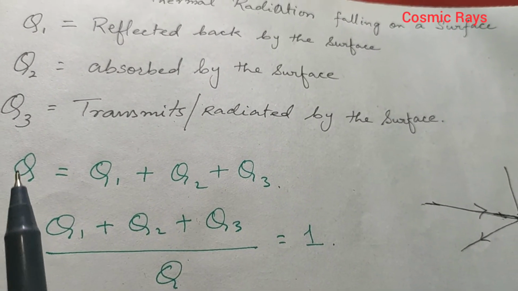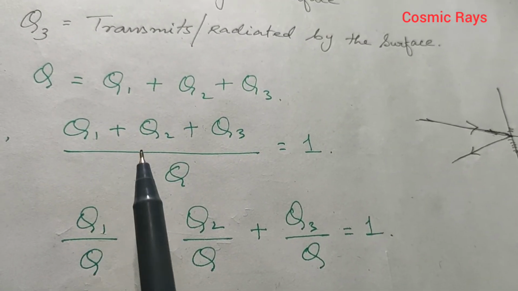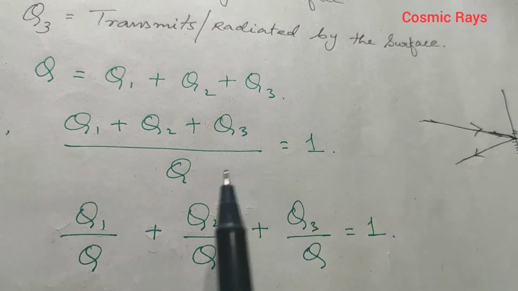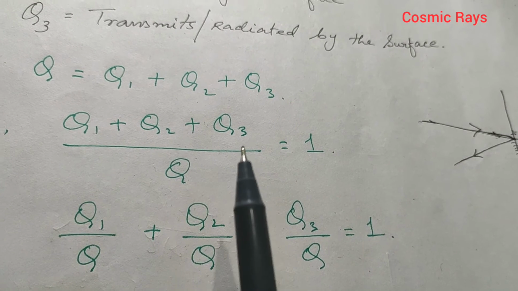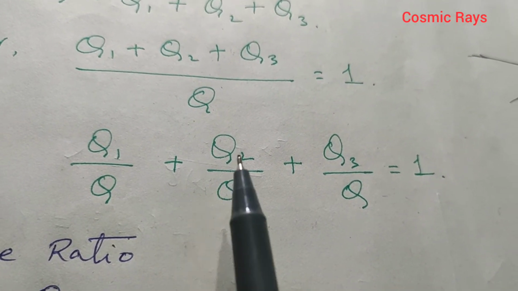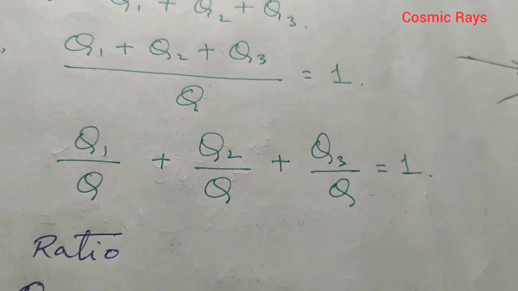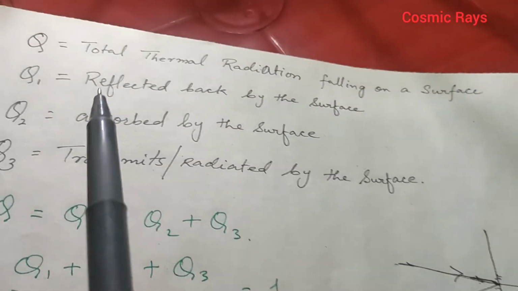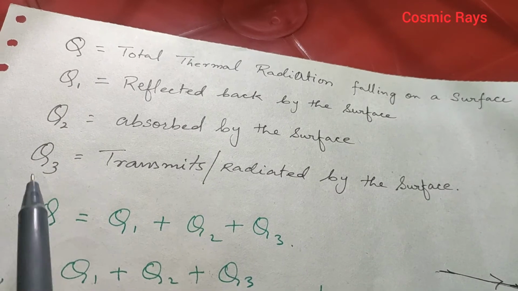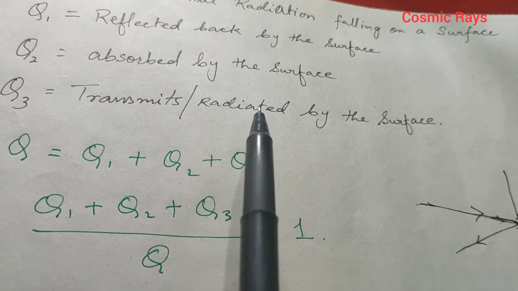If we bring this Q to the other side, then we have (Q1 plus Q2 plus Q3) upon Q equal to 1. We write Q separately for all these three. So we have Q1 upon Q plus Q2 upon Q plus Q3 upon Q equal to 1. As we had discussed, Q1 is the part which is reflected back, Q2 is the part which is absorbed, and Q3 is the part which is radiated by the surface or transmitted by the surface.